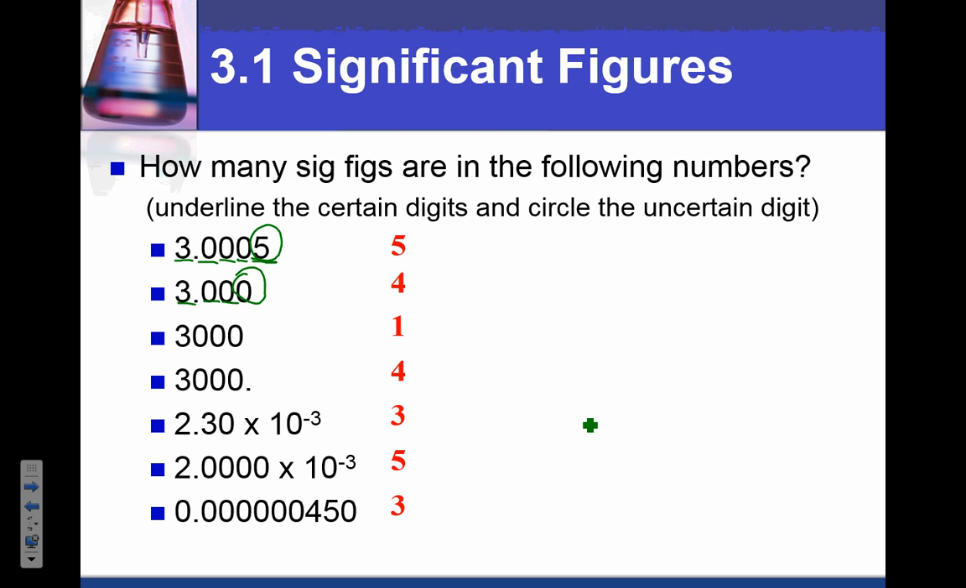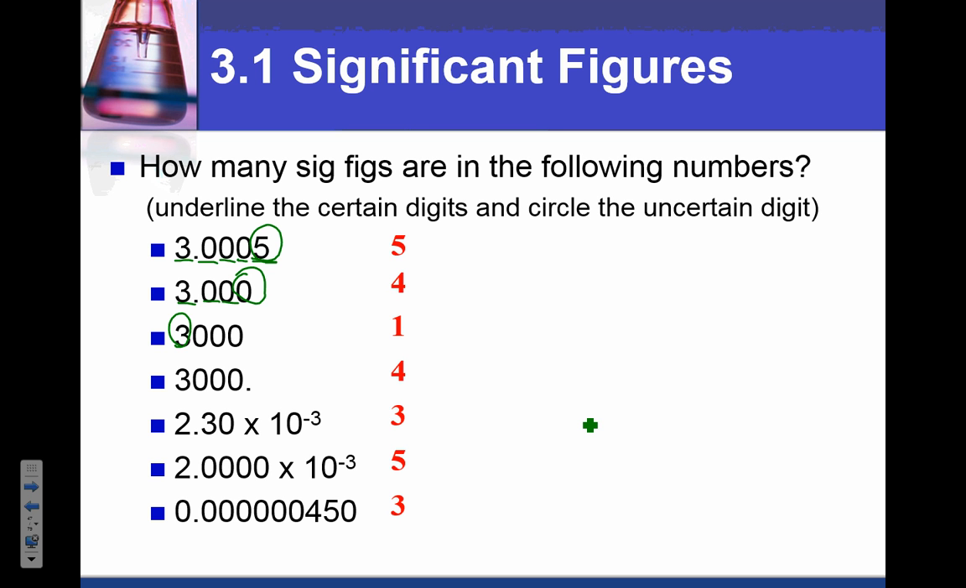Now this next one only had 1 significant digit. So this has to be my uncertain digit. There's only 1 digit there, so all I have is the uncertain digit. This is a very imprecise number. Literally what this would mean is 3,000 plus or minus 1,000. So our true value is somewhere between 2,000 and 4,000. So we have no certain digits here. All we have is the uncertain digit.